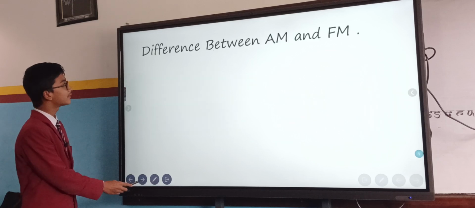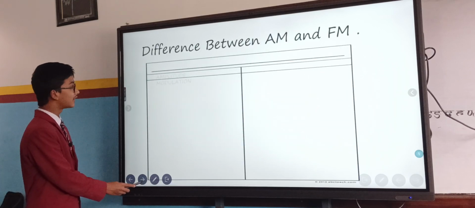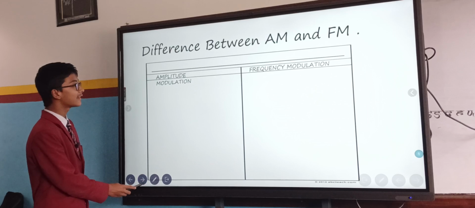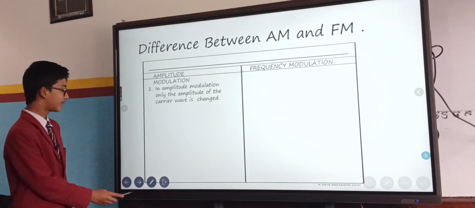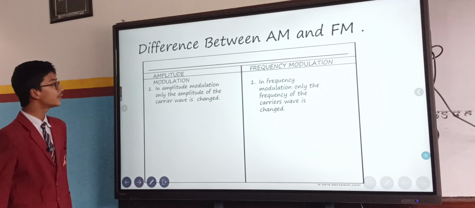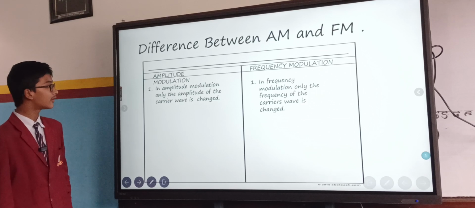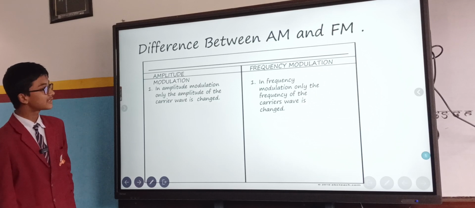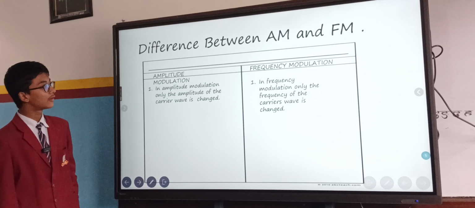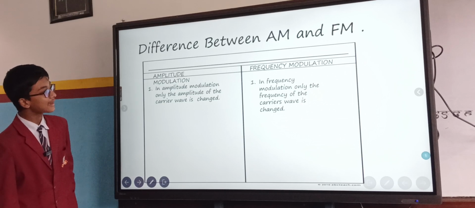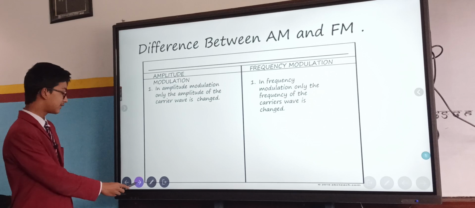Now here are some differences between amplitude modulation and frequency modulation. In amplitude modulation, only the amplitude of the carrier wave is changed. In frequency modulation, only the frequency of the carrier wave is changed.